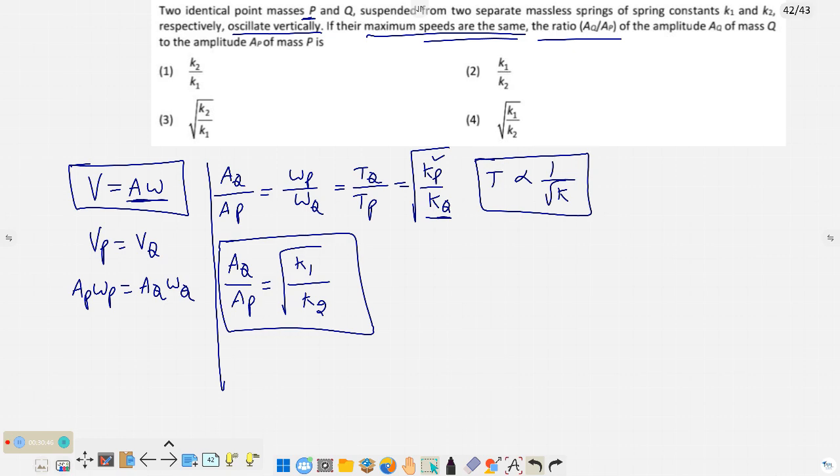Which option is correct? If you see the options, the fourth option is similar to this, the square root of K1 by K2. So the fourth one is correct.